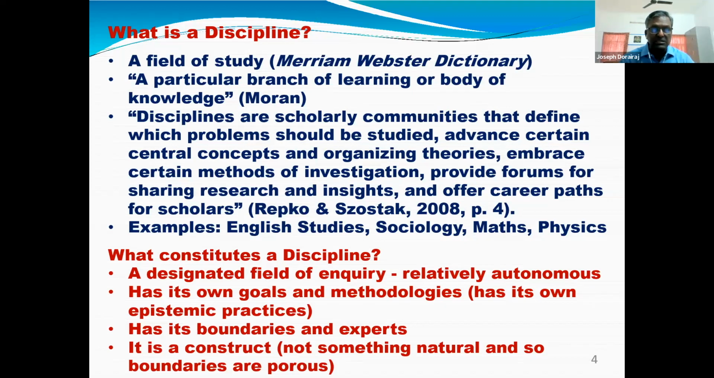The third criterion is, a discipline or a subject should have its boundaries and it should have its own experts. And finally, I would like to underline this point. A discipline is not something natural. Instead, it is a construct. And I will talk about it a little later. And because it is a construct, the boundaries are not fixed. Instead, the boundaries are fluid, the boundaries are porous and dynamic. So dear friends, in this slide, I have answered two questions. What is a discipline and what constitutes a discipline?